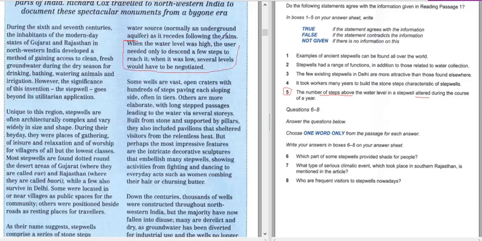Got it. So do you think it's true? Yes, sir. It was according to the water level. So yes, it means it is altered. It is changed. Yes, sir. The number of steps above the water level in a step well alter during the course of a year. What was your answer? I wrote it false, but the answer is true. Okay.